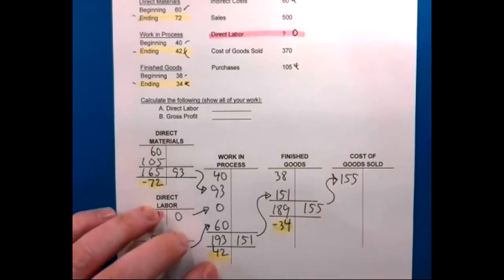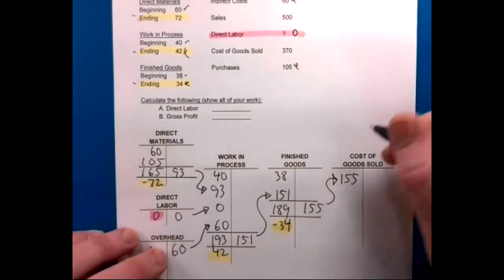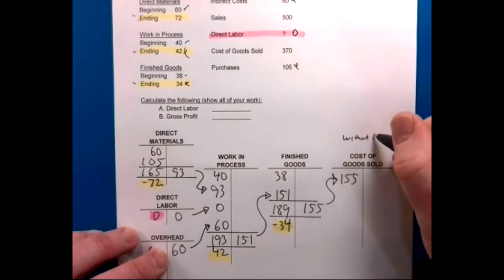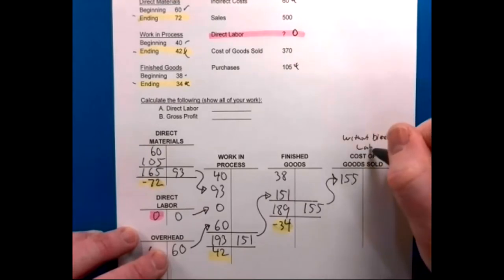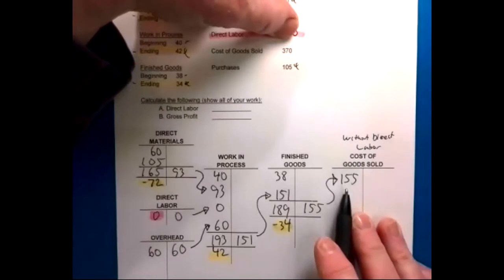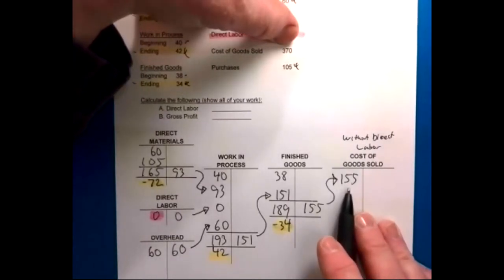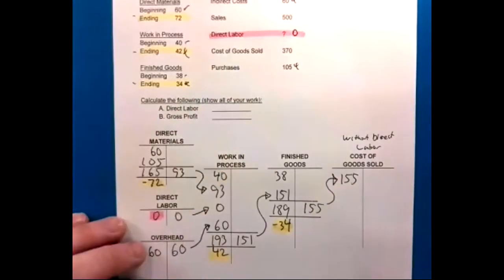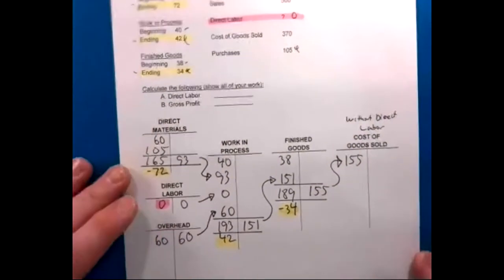Now this cost of goods sold is really cost of goods sold without direct labor. So I know this is wrong, but I can figure out what the direct labor should have been, because I hear the cost of goods sold with direct labor is 370, without it is 155, so we can figure out what it should have been.